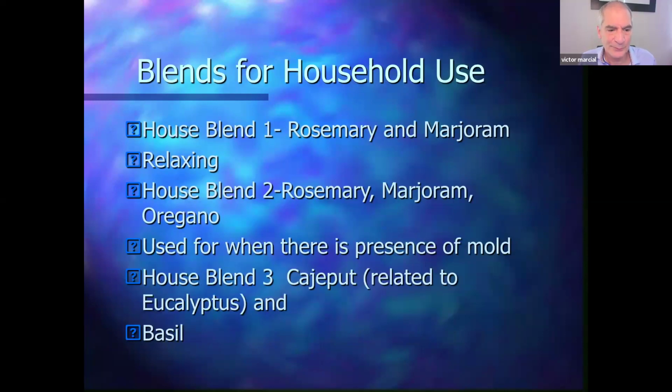For household use and eliminating, for example, mold, or if you want to increase the purity of the air in your house, House Blend 1 and House Blend 2 are recommended, as well as the 3. The House Blend 2, we may add oregano and thyme to improve and decrease the mold, but all of them will decrease mold and also bacteria and also virus in the air.